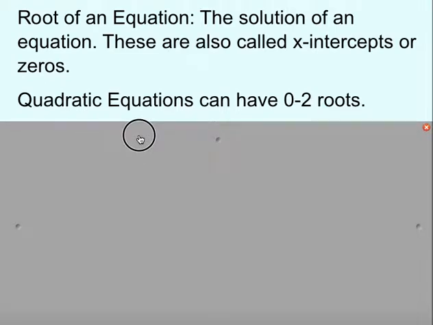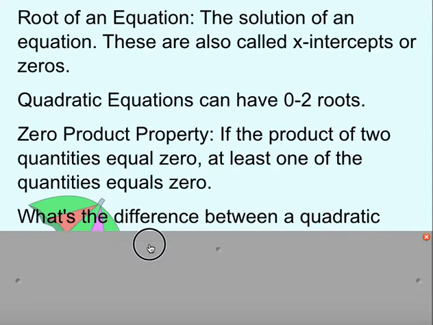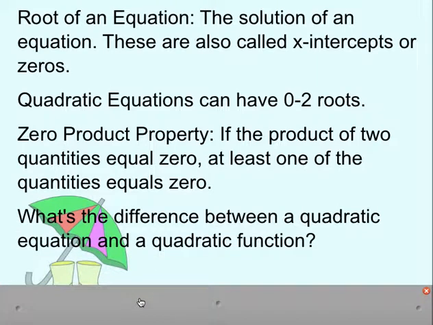So quadratic equations, remember, can have 0, 1, or 2 roots. And we use this property that says if the product of two quantities equals 0, at least one of the quantities equals 0. So if we have two things multiplied together, one of them has to be 0 or the other has to be 0.